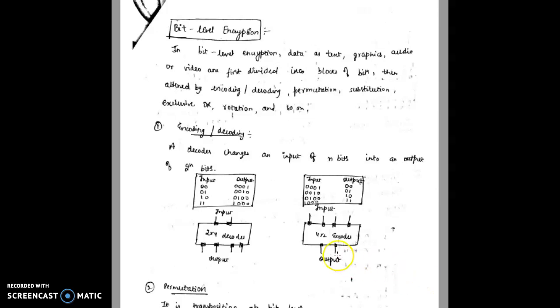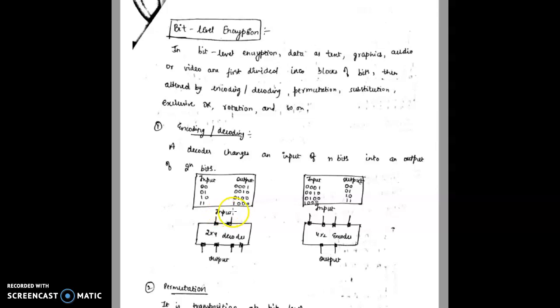Starting with the first method, that is encoding, decoding. I hope you all have studied earlier in digital electronics also encoder, decoder. What is encoder, decoder? Coming to decoder, decoder changes n bits of input into an output of 2 to the power n. What I mean here, in this example, I have taken n as 2. If 2 input lines, 2 to the power 2 is 4, 4 output lines. So this is a 2 cross 4 decoder. 2 input lines, 4 output lines.